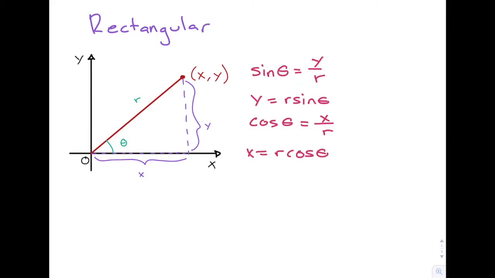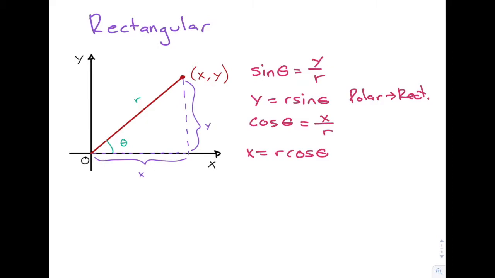So if we're in polar, we can convert to rectangular by multiplying r and the cosine of the angle to get x, and r and the sine of an angle to get y. So this is polar to rectangular. But if we want to go the other direction, we have to find a slightly different formula. We want to find the radius in terms of x and y.